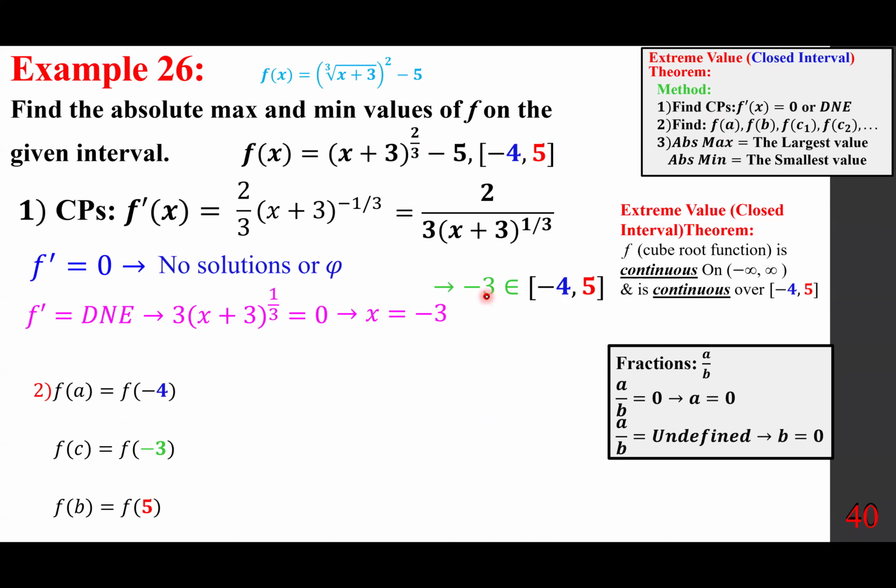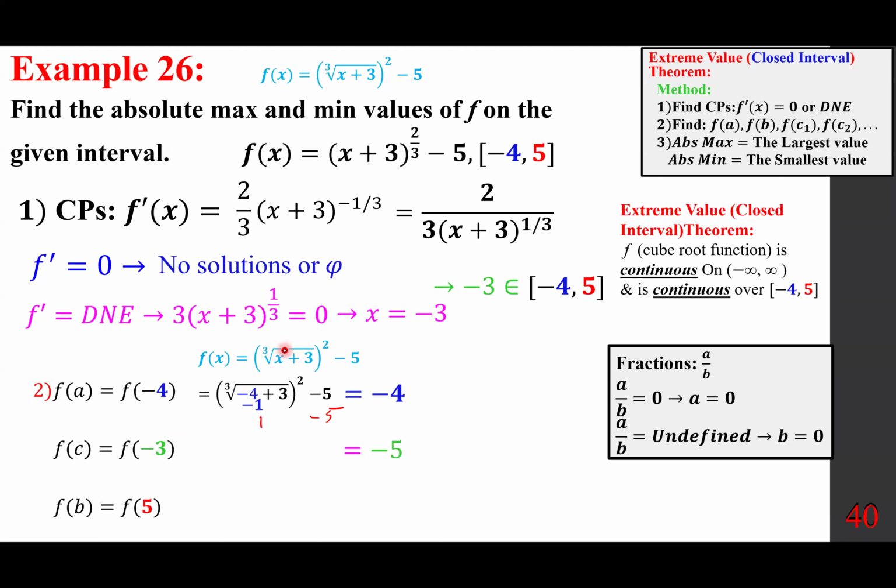So let's start with -4. And plug into this function. Now, I hope you see that -4 plus 3 is -1. Cube root of -1 is still -1. You raise it to the power of 2, becomes +1. Minus 5 is negative 4. Clearly, if you plug in -3, this goes to 0, so the answer is -5.